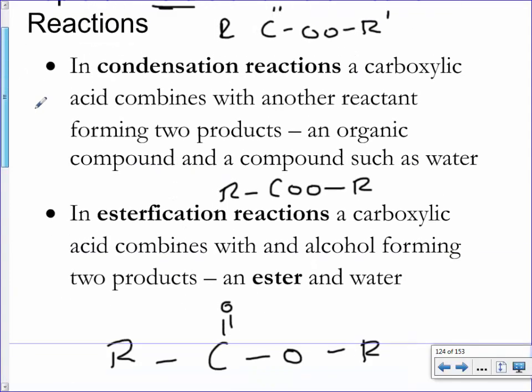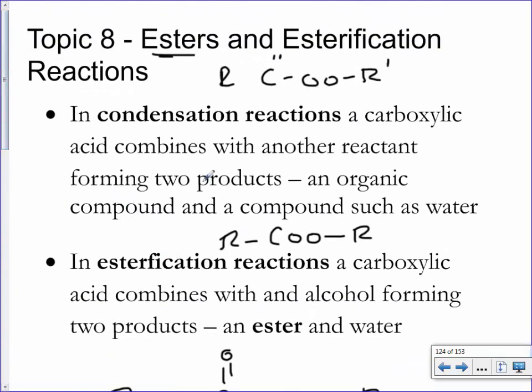Okay. I'm going to talk about this slide in a bit here, I think. Actually, no, let me start with this. Before we talk about how to name them, I want to talk about how to make esters. Esters come from an esterification reaction, which is actually a sub-type of what's called a condensation reaction. So let me show you an example of a typical condensation reaction.